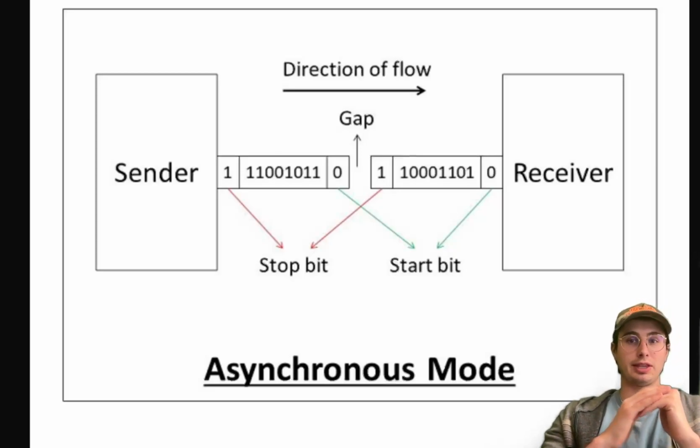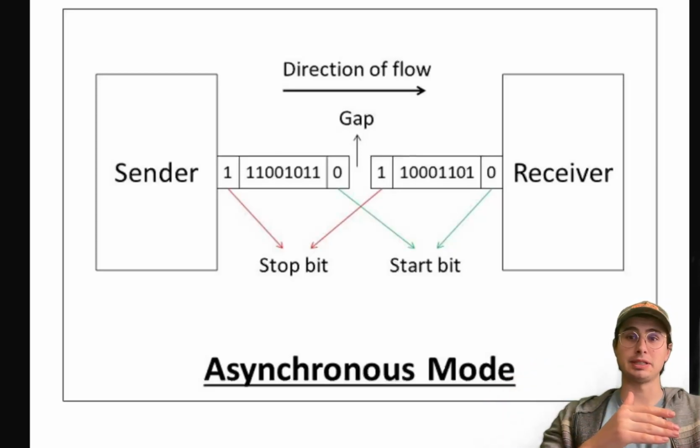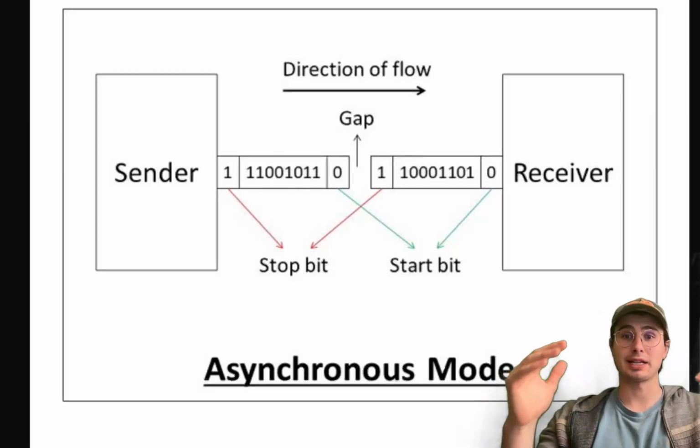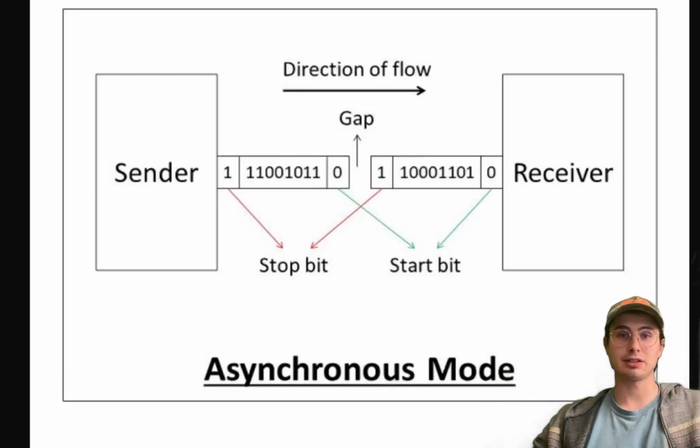And so this method allows the receiver to synchronize with the sender at the beginning of each data piece independently, which makes it suitable for environments where data is sent sporadically. Every once in a while, the receiver receives a piece of data, rather than a synchronous network where you have almost a continuous stream of data.